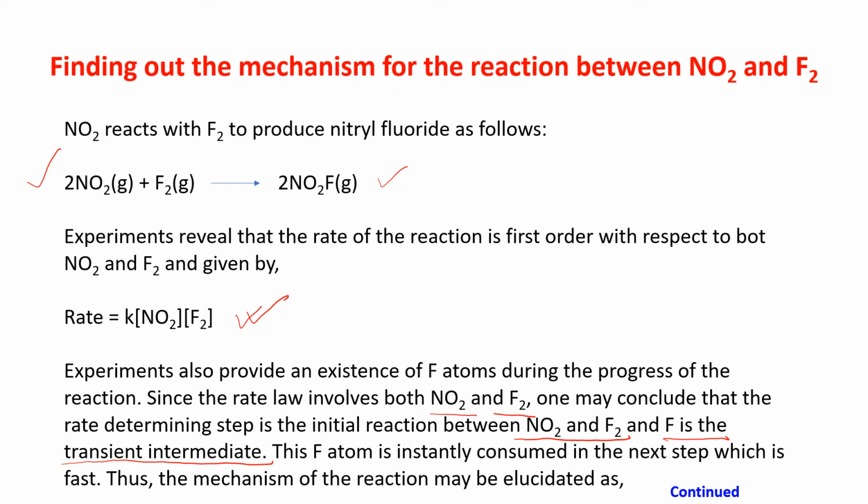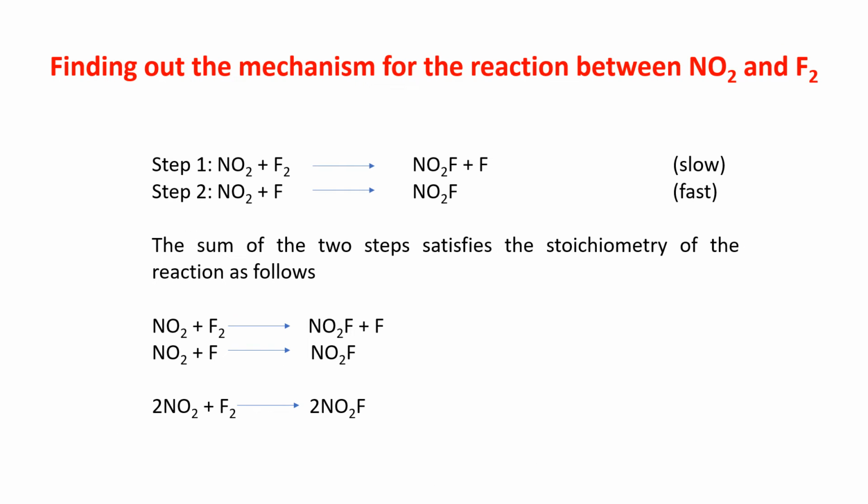So, the mechanism for this reaction can be written as follows. Step 1: NO2 reacts with F2. It gives you NO2F and one F comes out. Now this F is a free radical. This F reacts again with NO2, and as it is free, it is consumed very fast. So we get NO2F.